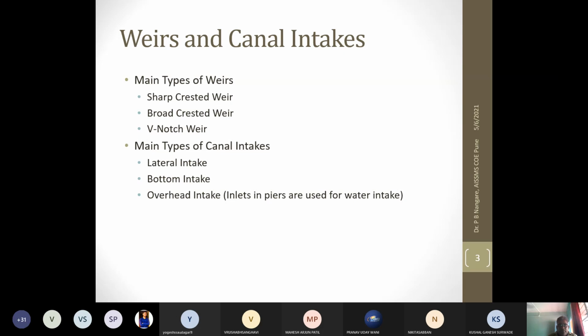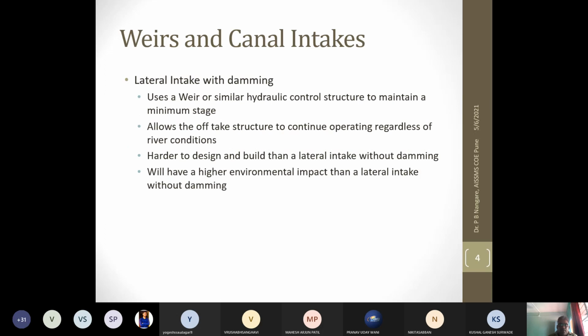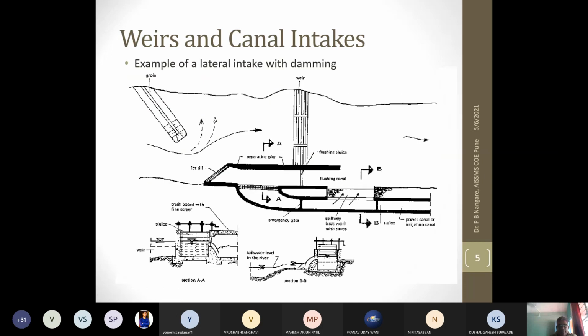The main types of canal intakes are the lateral intake, the bottom intake, and the overhead intake, which consists of inlets in the piers used for water intakes. Lateral intake with damming uses a weir or similar hydraulic control structure to maintain a minimum stage, allowing the offtake structure to continue operating regardless of the river conditions. It is harder to design and build than a lateral intake without damming, and has a higher environmental impact than a lateral intake without damming.